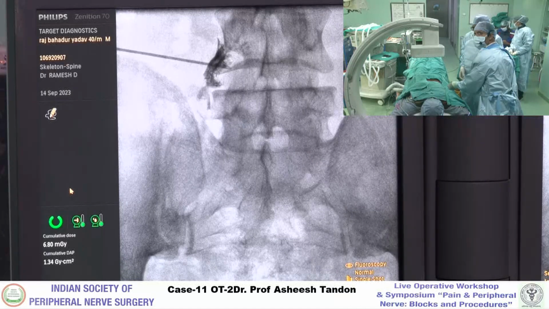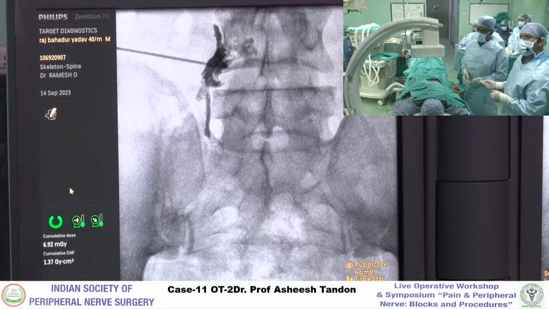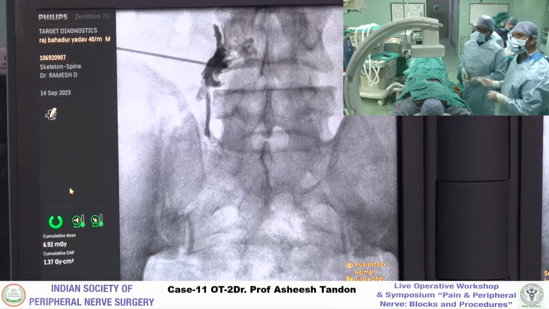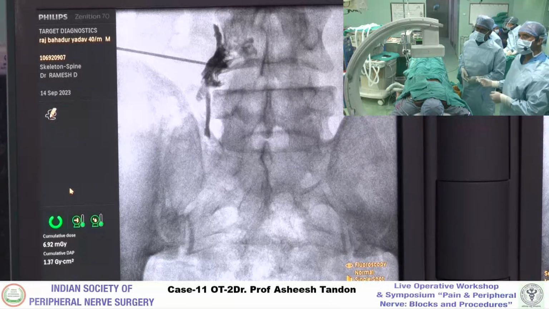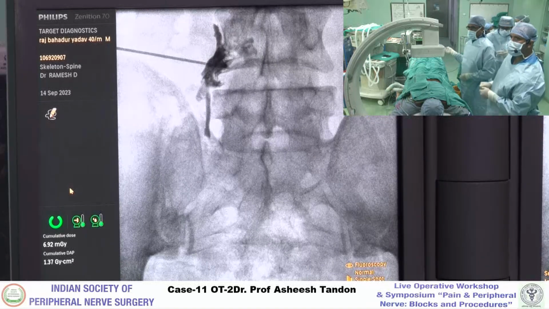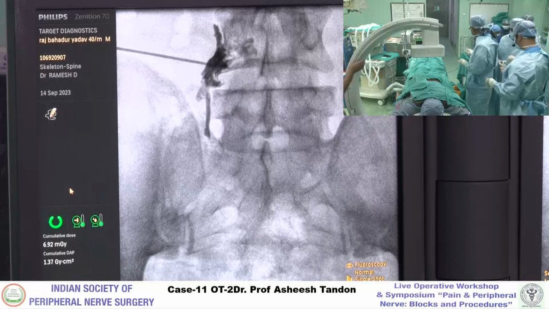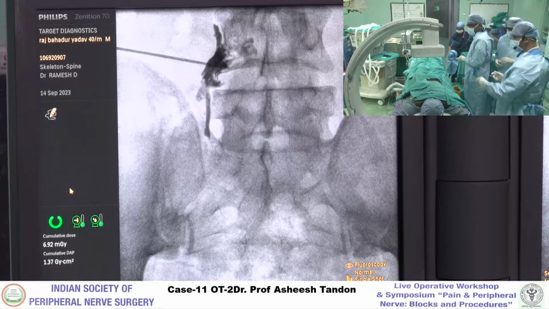Shoot please. So now you can see the root. Yes. And inferiorly there is no spread. There is very poor spread. Chalo, drug please. Can we have a lateral view also? Yeah, why not? Lateral ले ली. एक मिनट पहले, हाँ चलो lateral दिखा दो.